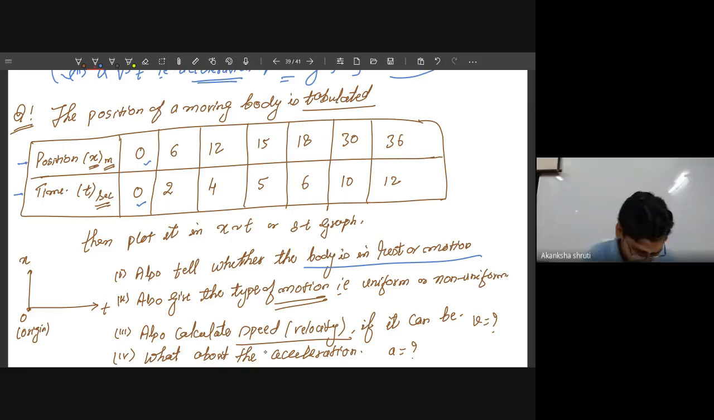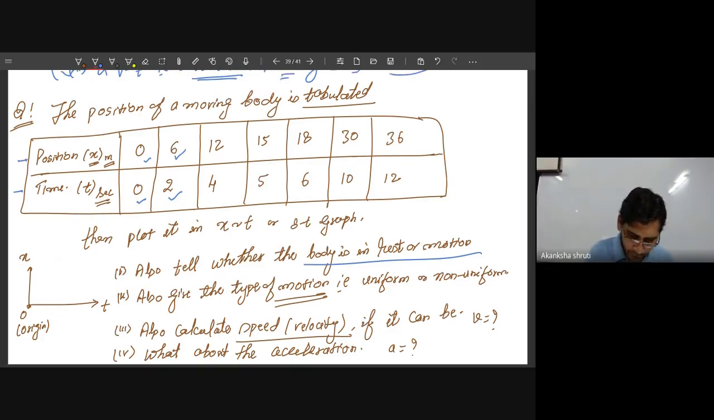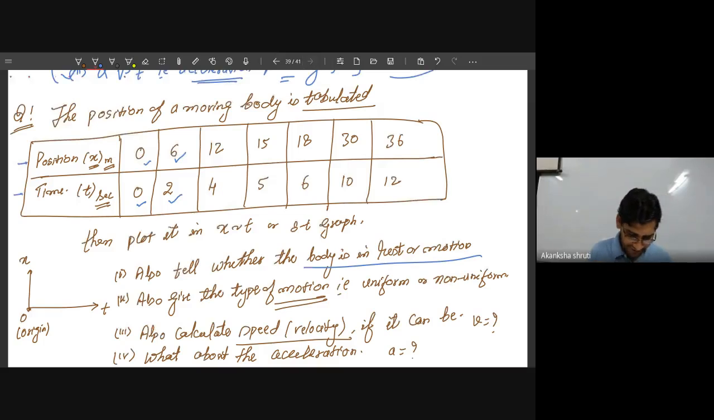The other entry was at 2 seconds, the position was 6 meters. At the 4th second, the position was 12 meters. At the 5th second, the position was 15 meters. At the 6th second, the position was 18 meters. At the 10th second, it was 30 meters. At the 12th second, it was 36 meters. So all these entries have been plotted over the graph.